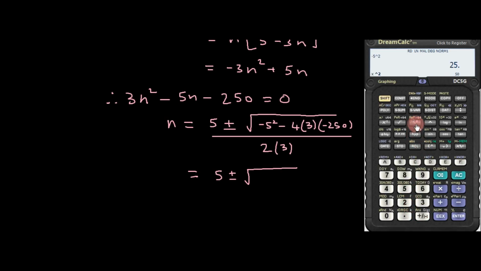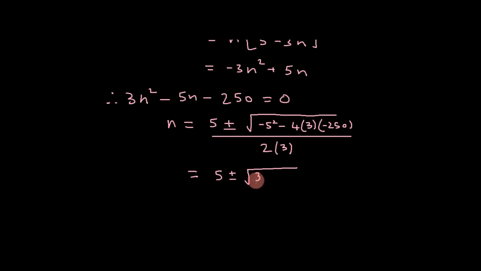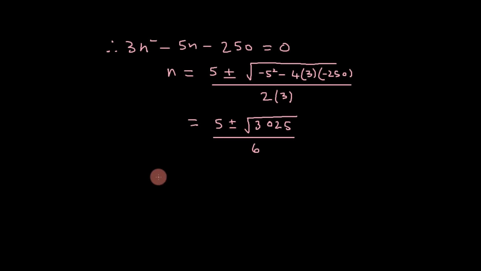So negative 5 squared minus 4 times 3 times negative 250. It's 3025. And this is all over 6, of course. Once again, we can discard the negative sign because n is the number of terms and must be a natural number.